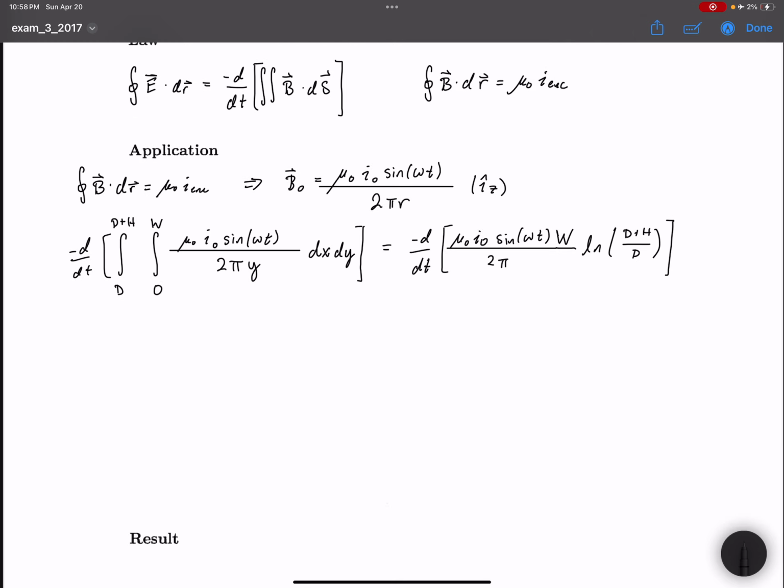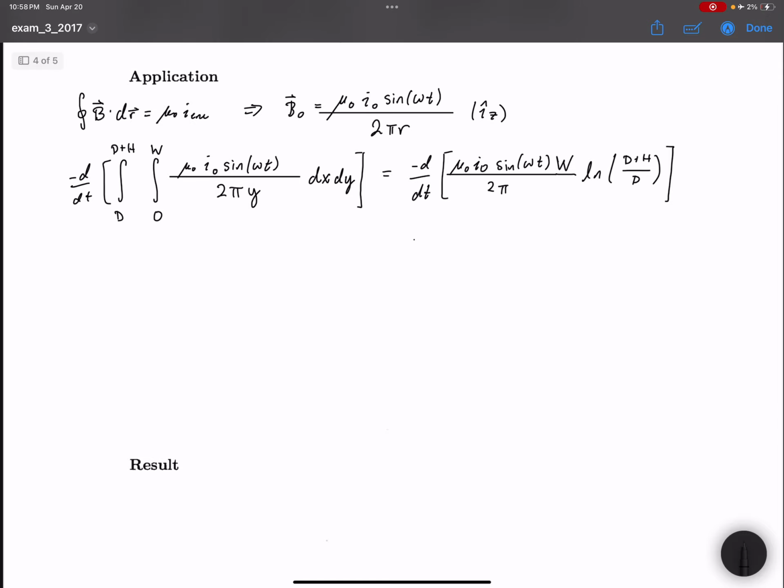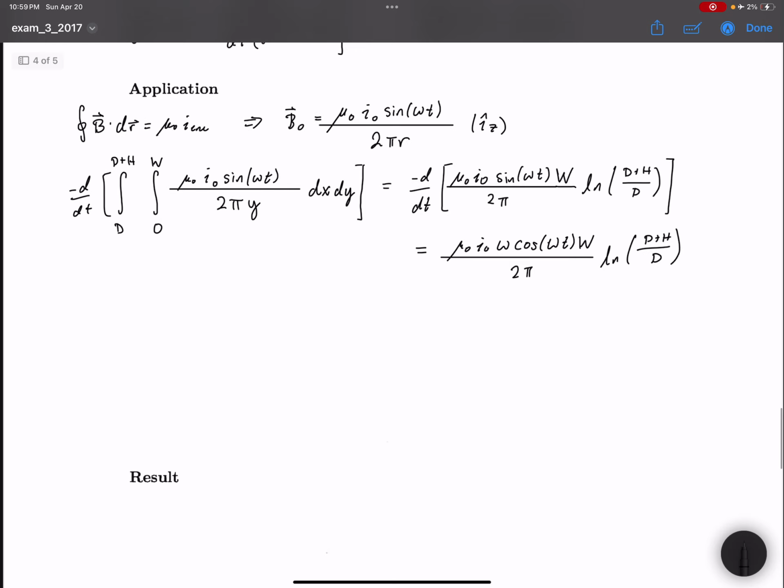And then we can take the time derivative of sine, since it's the only thing that depends on time, using the chain rule. It's going to be mu naught I naught omega cosine of omega t times w over 2 pi times ln of (d plus h) over d. And that is the right-hand side of Faraday's law.